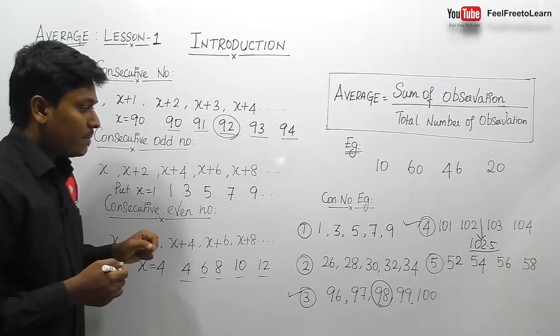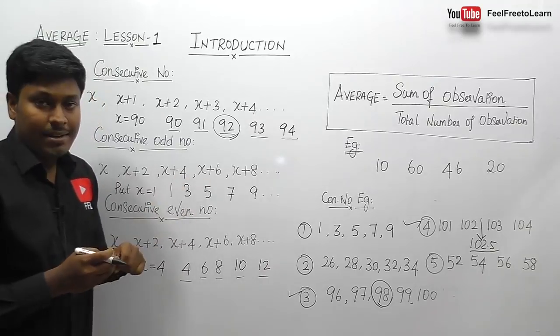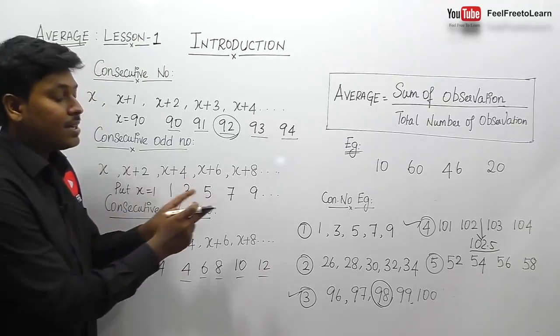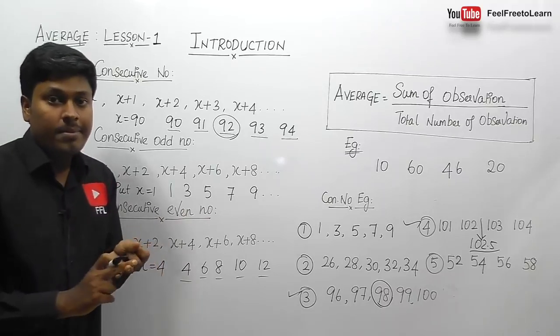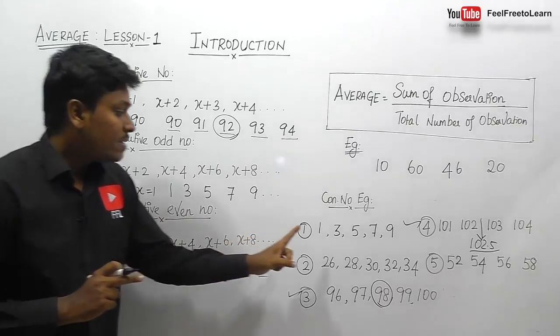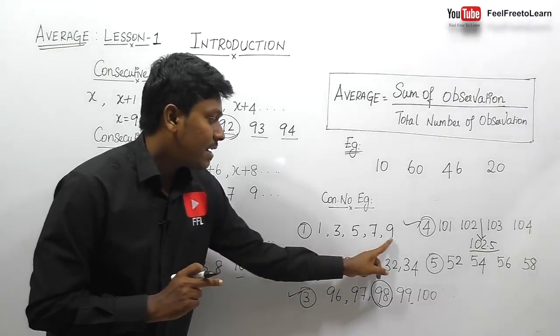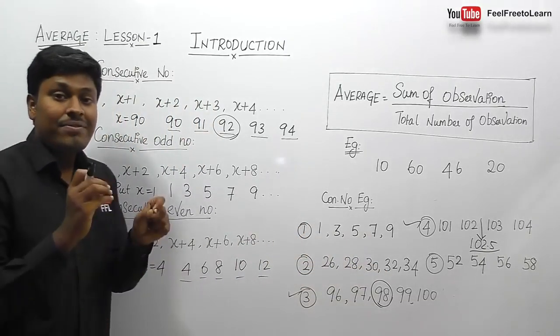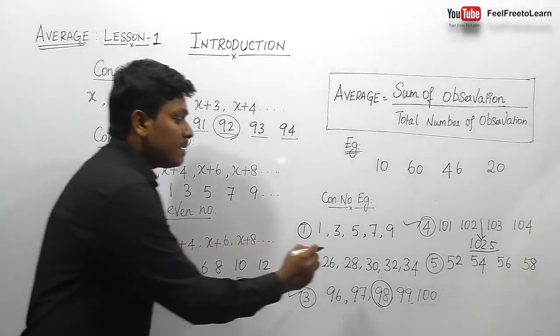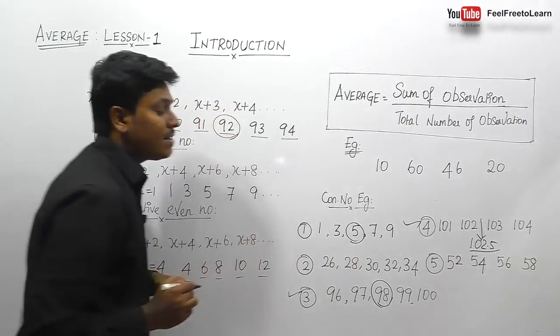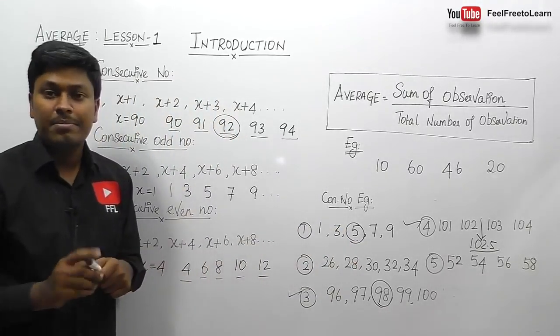So friends, similarly, let me take an example. Example number 1: 1, 3, 5, 7, 9. First of all, we need to check whether it's a consecutive number, consecutive odd number or consecutive even number, right? So friends, 1, 3, 5, 7, 9. It's consecutive odd numbers, right? If it is consecutive odd numbers, then the center number will be its average. So we can definitely say that 5 will be the average for example number 1.